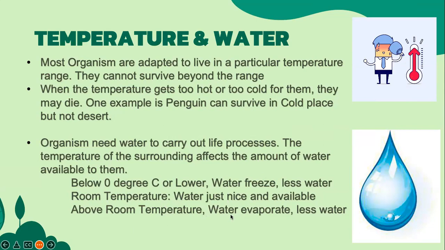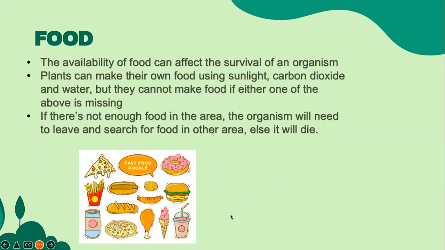All right. Next, we have the food factor, whereby the availability of food can affect the survival of an organism. Plants can make their own food. So as long as they have sunlight, carbon dioxide, and water, they are fine. But if any one of those is missing, they will die also because they can't make their own food. Because plants don't have a mouth to eat. If there's not enough food in the area, the organism will need to leave to search for food in another area, else it will die.